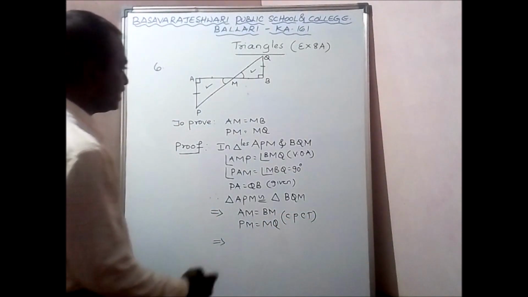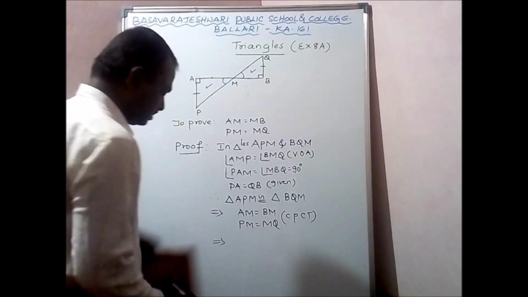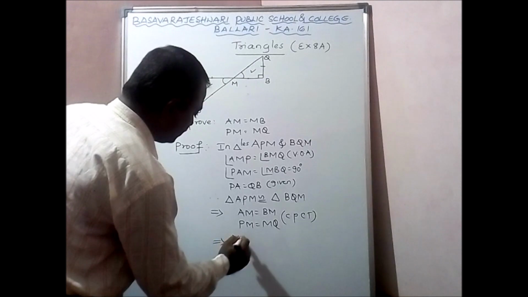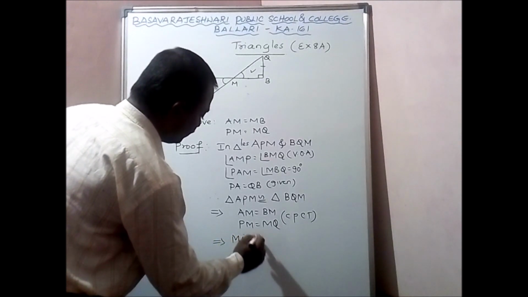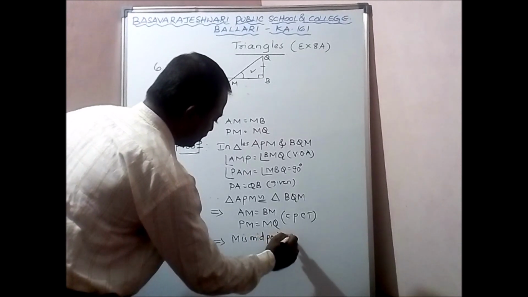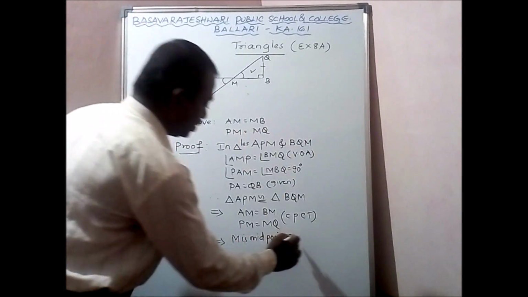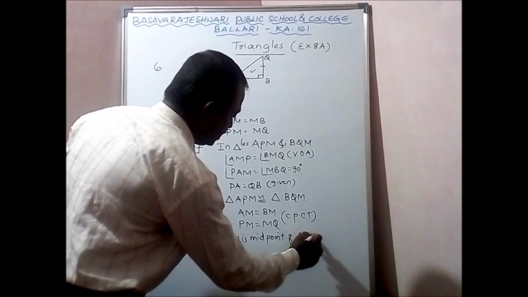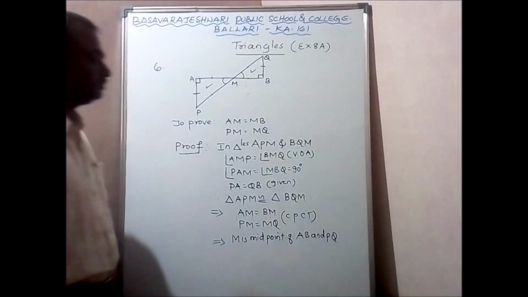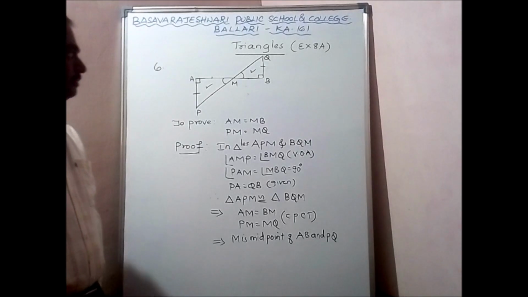So this implies M is the midpoint of AB and PQ, which is what they are asking us to prove. So note down this sum.